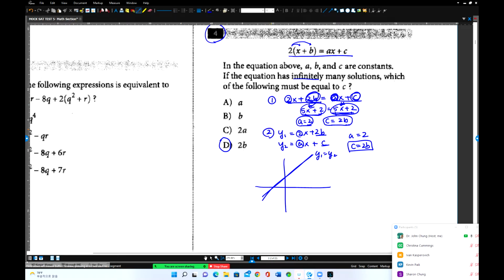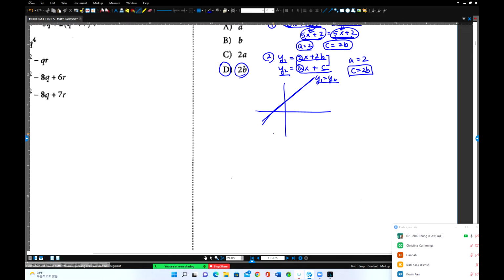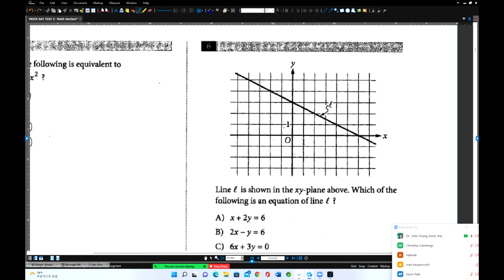Second method, you can use graphs. y1 equals 2x plus 2b, y2 equals ax plus c. To have infinite solutions, these two lines coincide. That's right, same line. That's why the slope is equal and the y-intercept is equal. Slope is equal, so a is 2, and c equals 2b. That is number 4. The next one, move on to number 9.